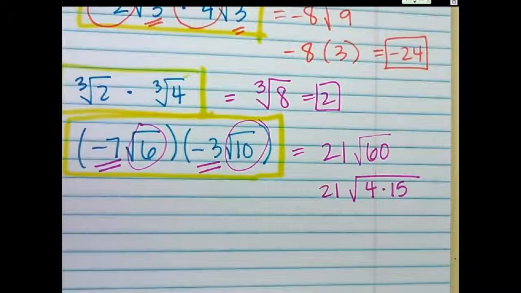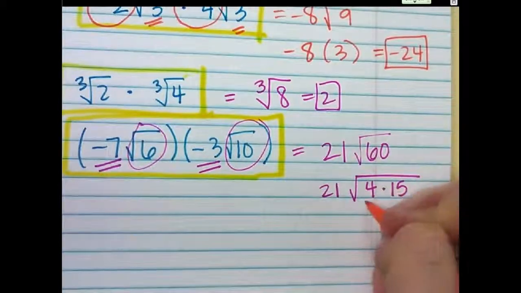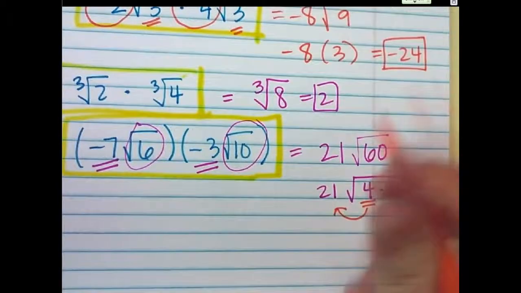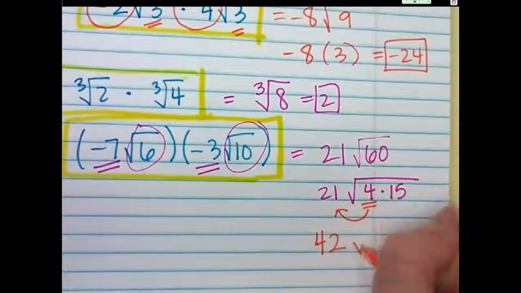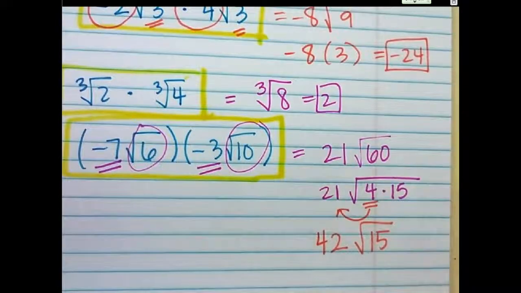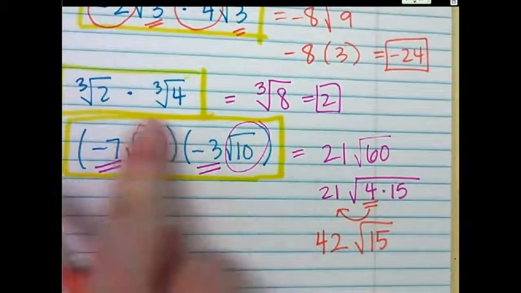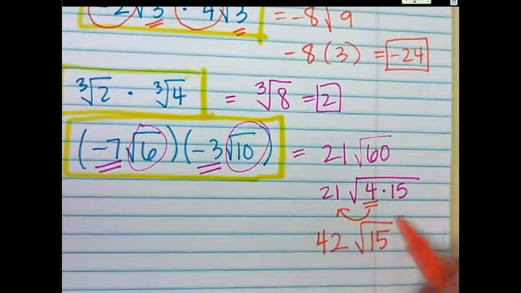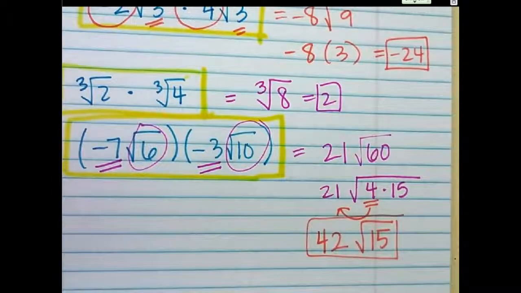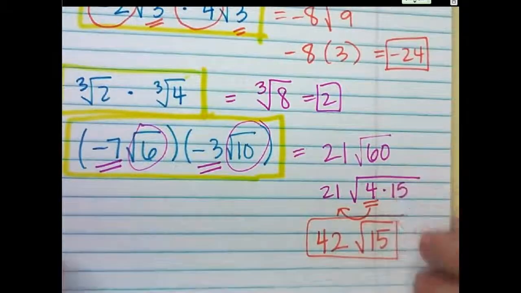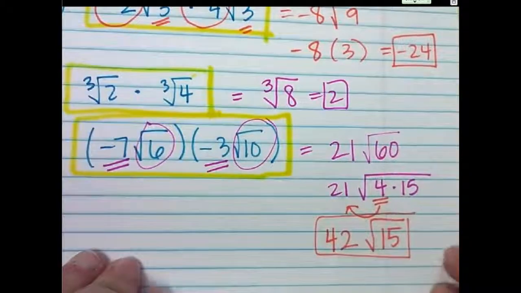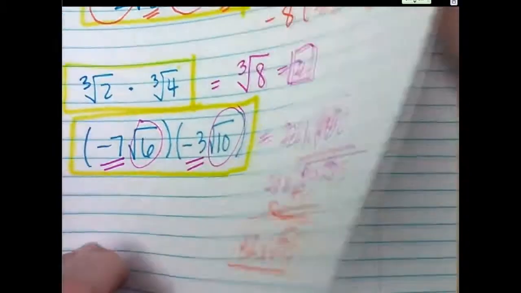So what do I take out? Right, square root of 4 is 2, so I multiply 42 square root 15. Remember, you can check this. You can put this in your calculator and then your answer, and they should be the same. Yeah, 42 square root 15. Anyone still writing?